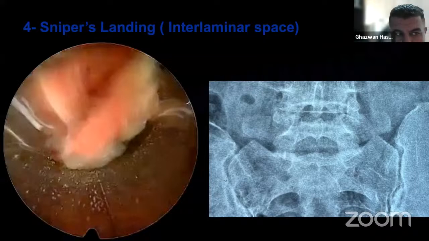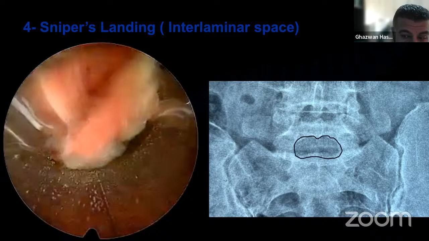And the first point, you have to have what I call a sniper landing. When you introduce the dilator, you follow the bony landmark. It starts with the spinous process toward the lamina, and then inferiorly you feel a step, which means you are in the interlaminar space.